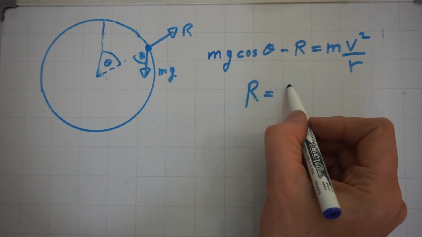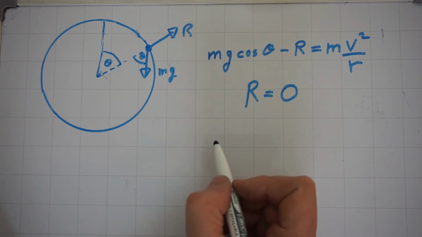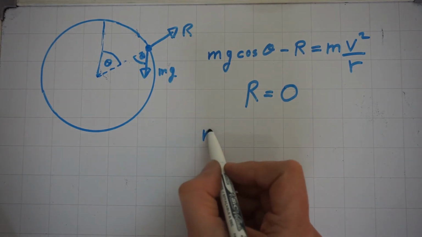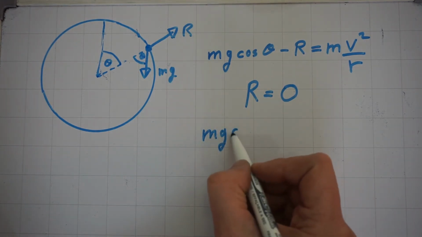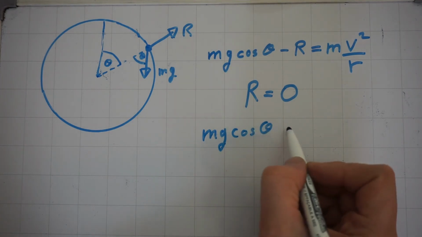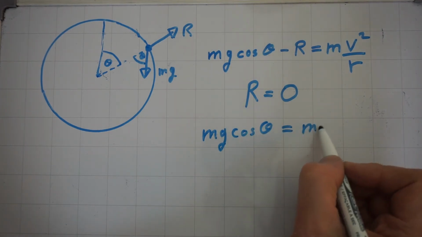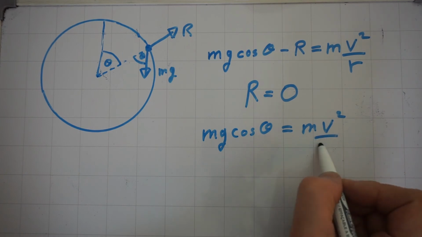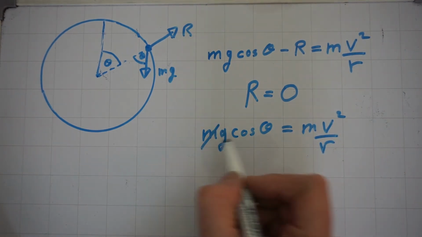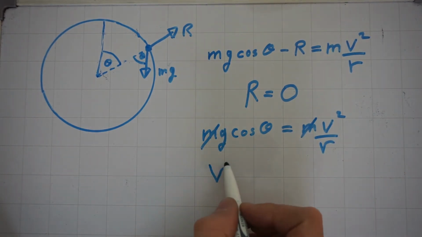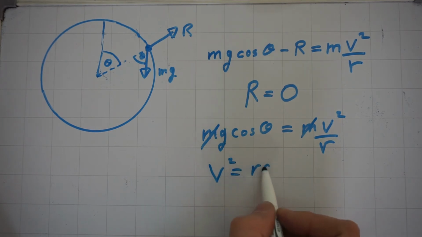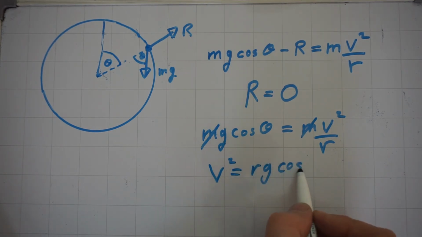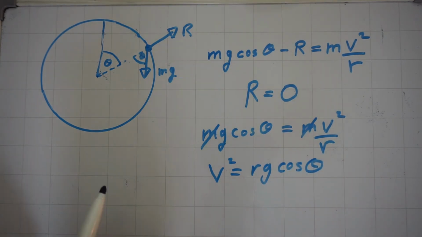When the coin leaves the tin, R will be equal to 0, so we have mg cos theta equals mv squared over r, or v squared equals rg cos theta.